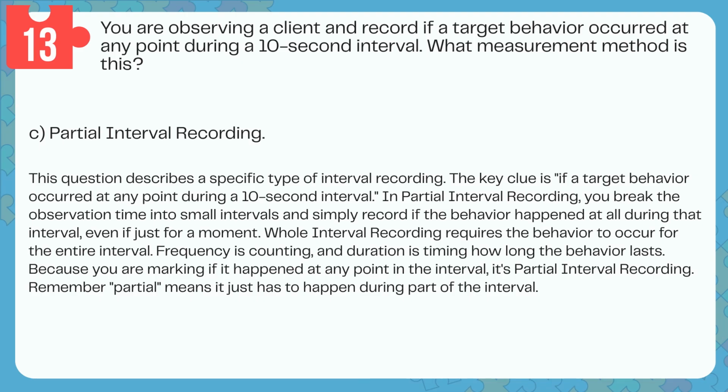This question describes a specific type of interval recording. The key clue is if a target behavior occurred at any point during a 10-second interval. In partial interval recording, you break the observation time into small intervals and simply record if the behavior happened at all during that interval, even if just for a moment. Whole interval recording requires the behavior to occur for the entire interval. Frequency is counting, and duration is timing how long the behavior lasts. Because you are marking if it happened at any point in the interval, it's partial interval recording. Remember, partial means it just has to happen during part of the interval.